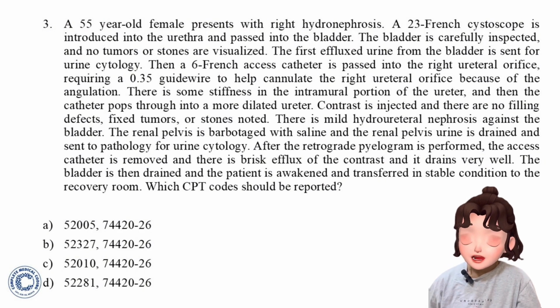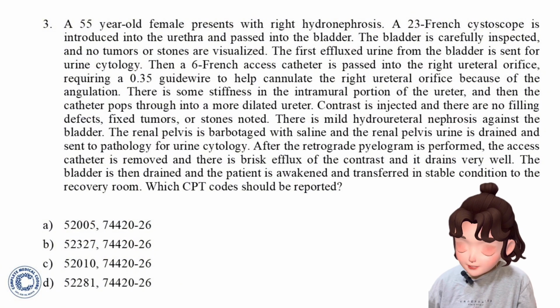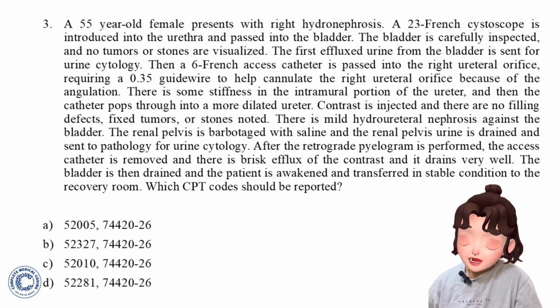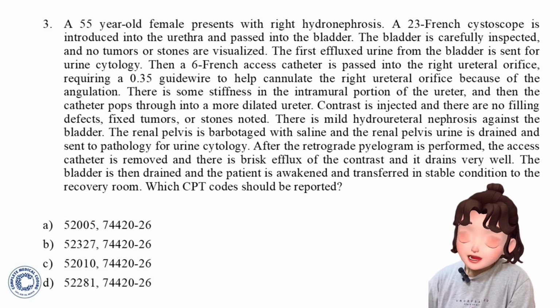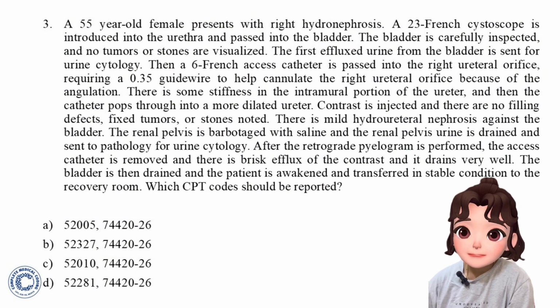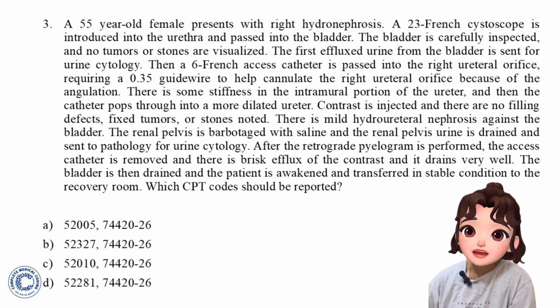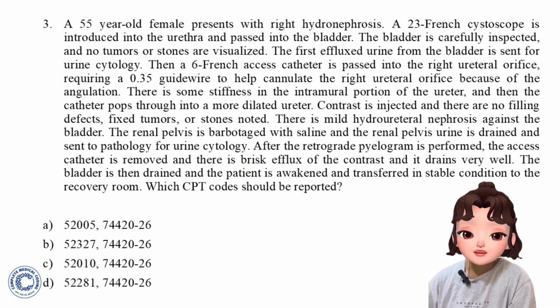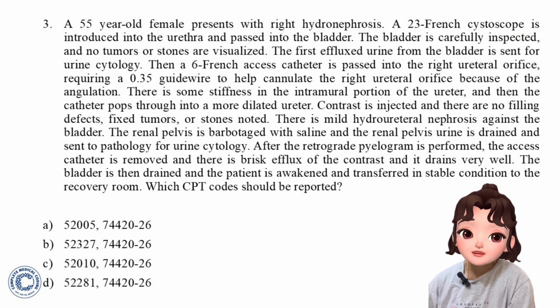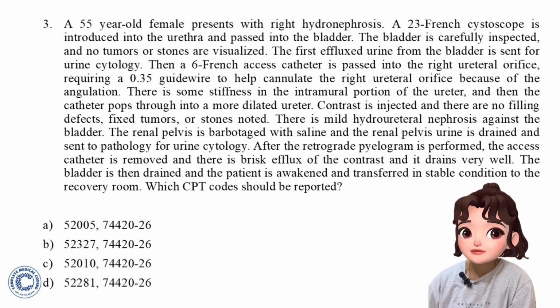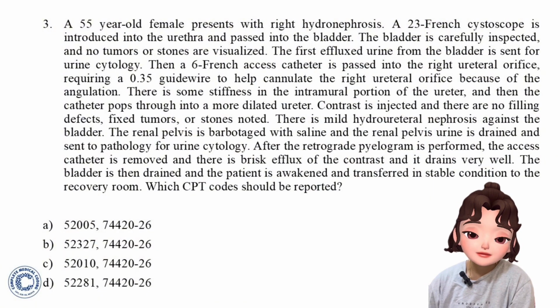All right. Anyway, let's find out the CPT codes answer here. So what is the procedure carried out? The patient is here with hydronephrosis. A cystoscope is inserted, so it means something related to cystoscopy, cystourethroscopy, something like that will be there.